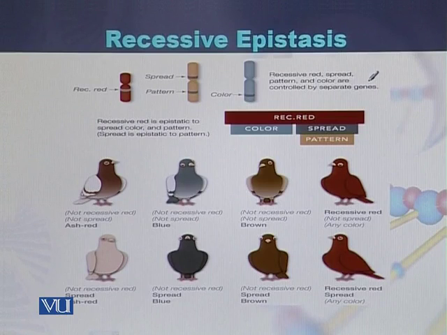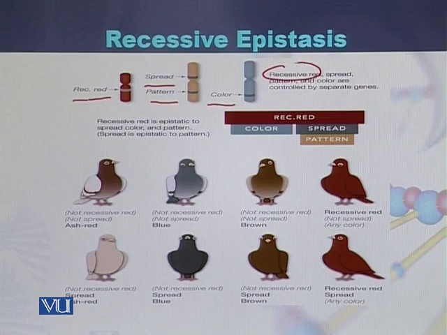In this case, there are 4 different genes. Gene 1, that is recessive red, is present on one of the chromosomes, while 2 other genes, which are responsible for the spread and the pattern in the pigeons, are present on one chromosome, but there is a third gene which is responsible for the color in the pigeons. The gene for the recessive color, the gene for spread, the pattern and the color are controlled by separate genes. So it means there are 4 different genes.